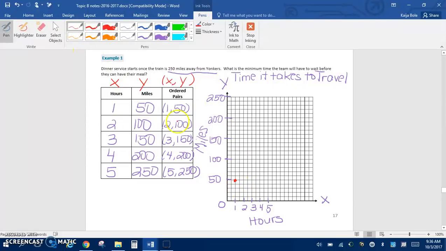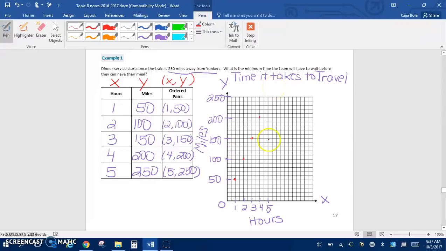And then our second ordered pair was 2 comma 100. So we're going to go over to 2, up to 100. Our next ordered pair was 3 comma 150. So we go over to 3, up to 150. And then we had 4, 200, so we go over to 4, up to 200. And then we had 5, 250, so we go over to 5, and up to 250.